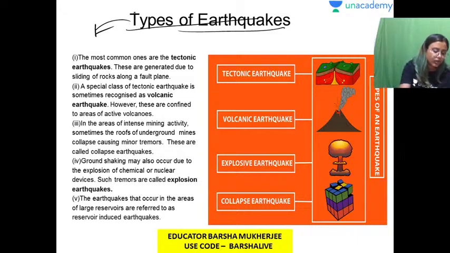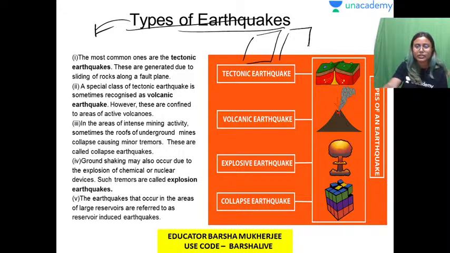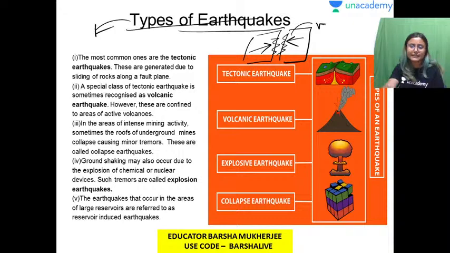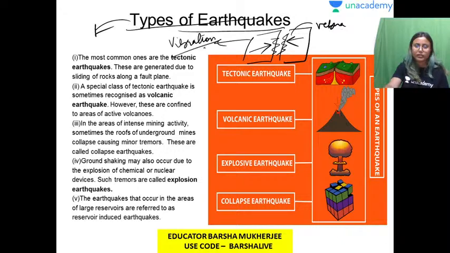When two plates move towards each other, when there is a collision between the plate boundaries, there is some kind of vibration, and that leads to generation of waves, which leads to shaking of earth. Simple, we have already read this.